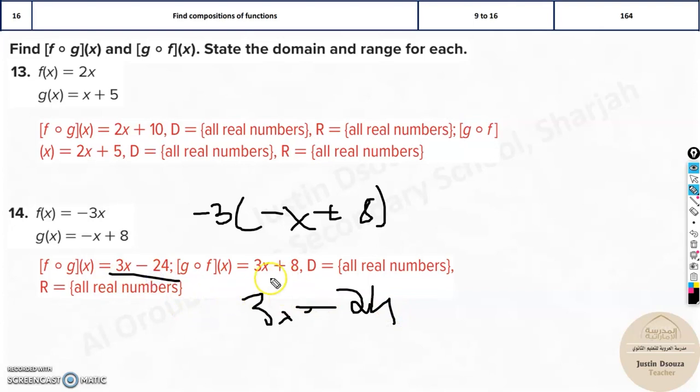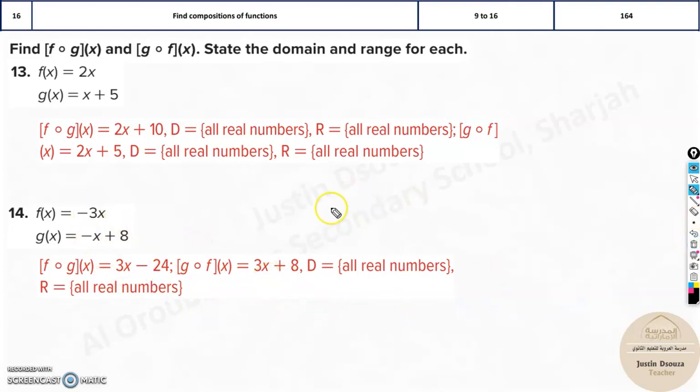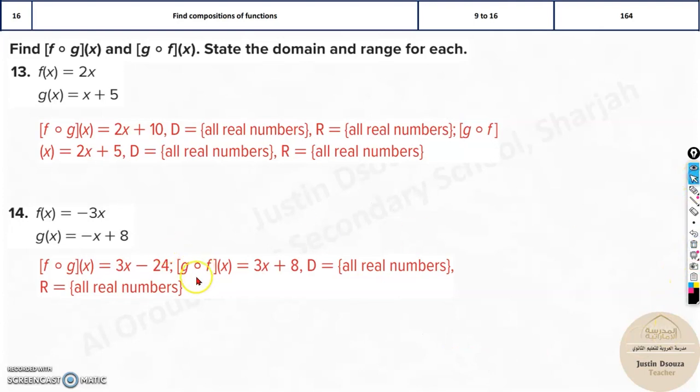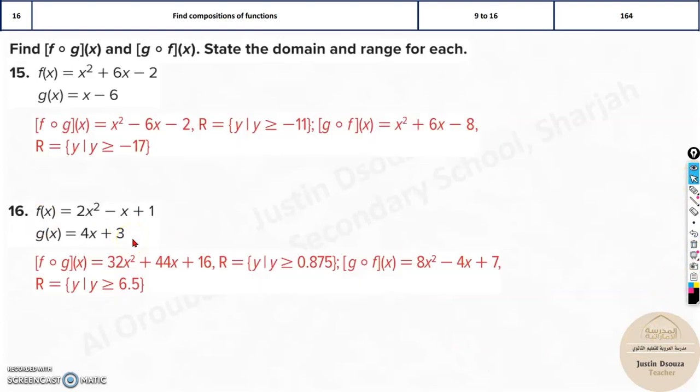Yes, that's the answer. Now, if it is the other way around, what do we do? It is just that instead of this x, you put minus 3x plus 8. It should be 3x plus 8. Is that the correct answer? Yes, that's the correct answer. And it's all linear function, so it's all real numbers.